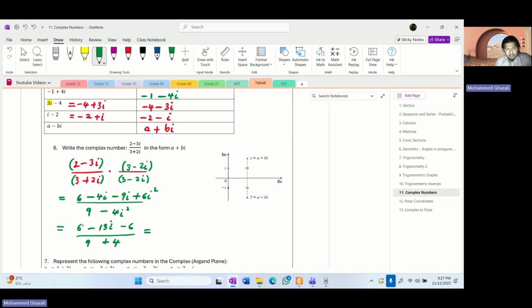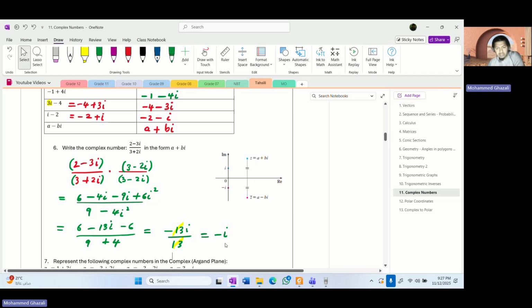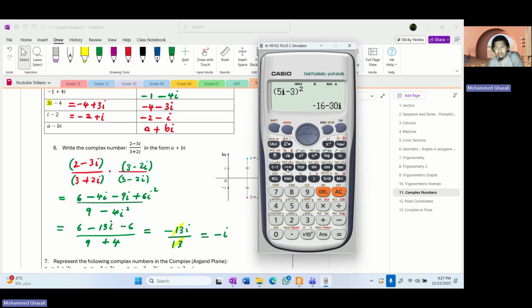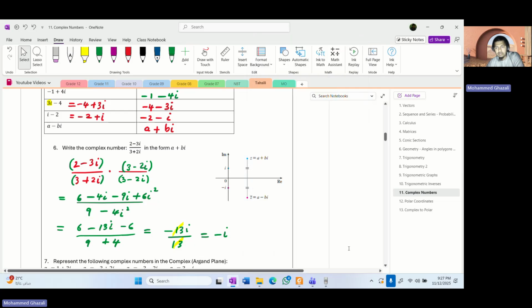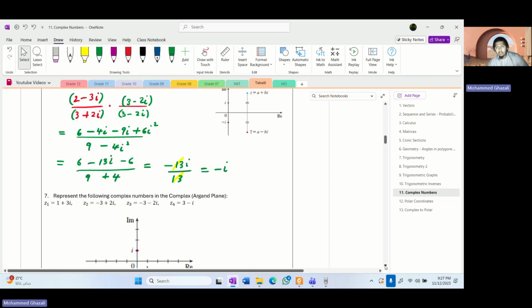So 6 minus 6 cancels out. We got negative 13i divided by 13. So the answer is just negative i, because the 13 and the 13 cancel out. Now let's check if this answer is actually negative i. You're going to use a calculator, right? So open brackets, 2 minus 3i, close brackets, over 3 plus 2i. See, the answer is negative i. I hope you understood that. Moving on to the next question.